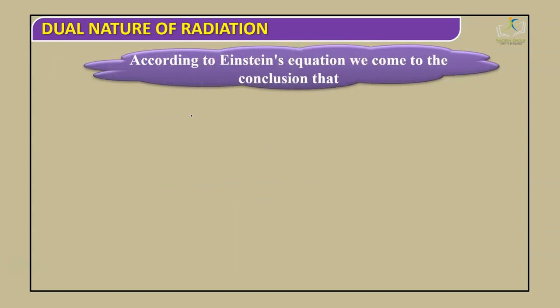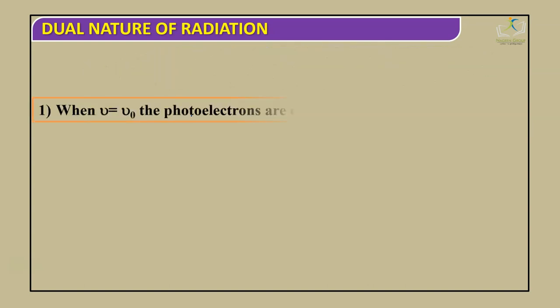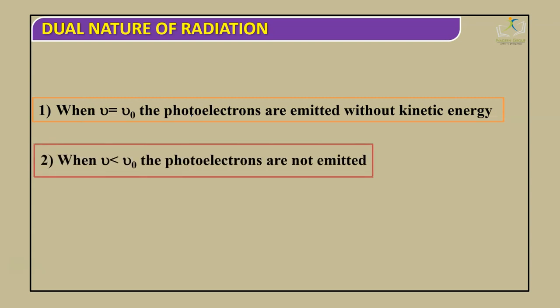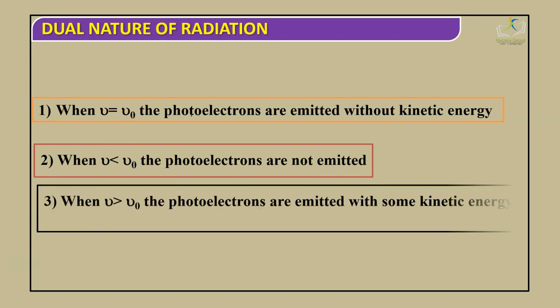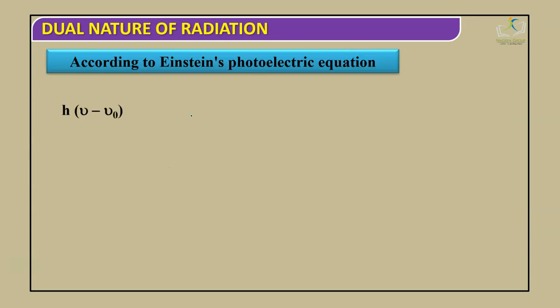According to the Einstein equation, we come to the conclusion that when ν is equal to ν0, the photoelectrons are emitted without kinetic energy. Less than ν0, photoelectrons are not emitted. Greater than ν0, the photoelectrons are emitted with some kinetic energy.